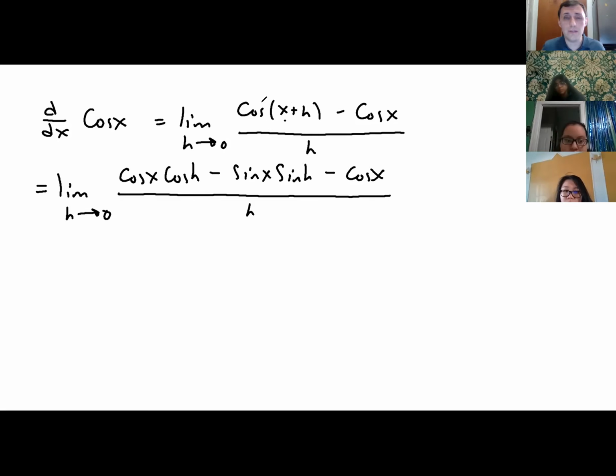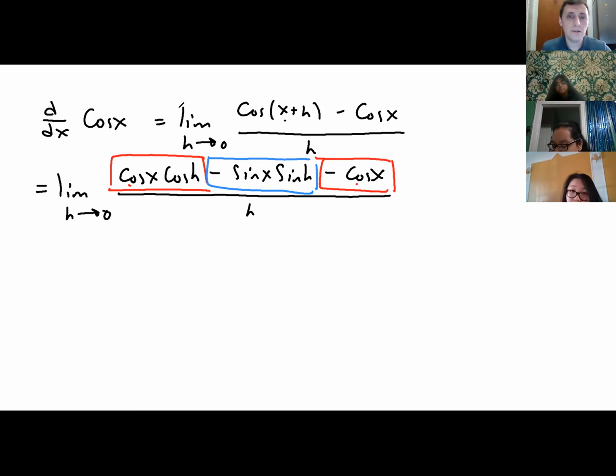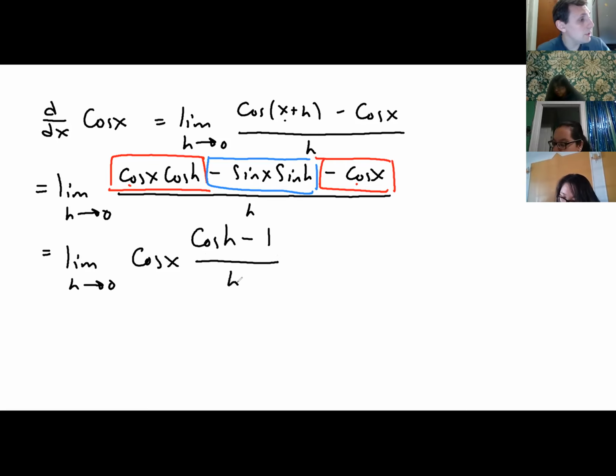And then what you have here is I can take this part and this part together, because here I will be able to factor out cosine. And then there is this remaining part here. And so the limit is what? Here I can factor out cosine. So it's cosine x, cosine h minus 1, you see I use the red boxes, divided by h. And then here we have minus. And here I can factor out sine x. And here I have sine h divided by h.